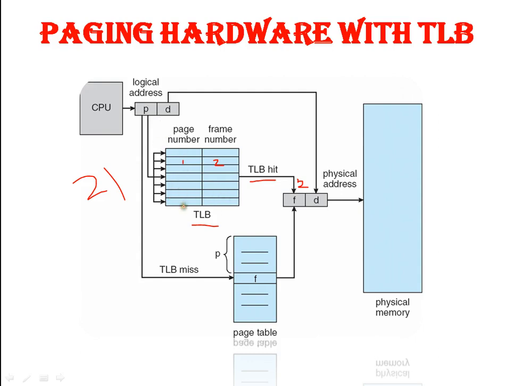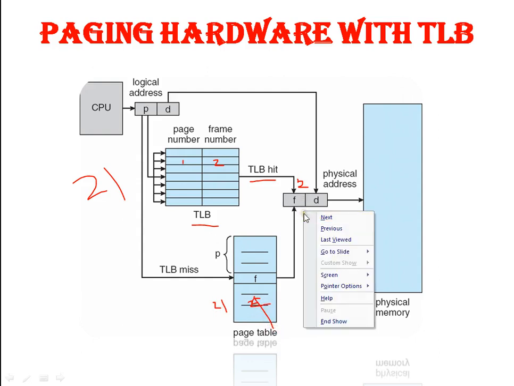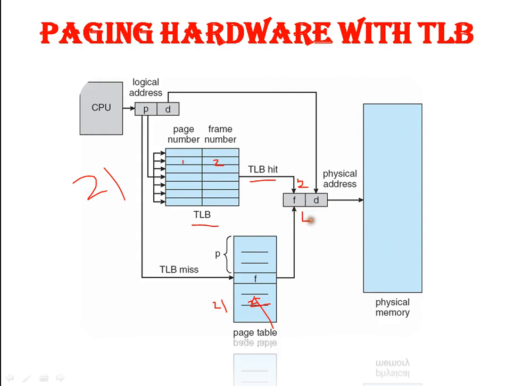But if I check here, 21 is not there. So what I'll do, I'll again come back and check inside the page table. Somewhere here, I'll get page number 22. It tells that page number 22 is present inside frame number 4. So this frame number 4 is fetched and given to the next phase, and your displacement will be copied as it is. With 4 comma the displacement value, you will get your physical memory for that particular page 21.